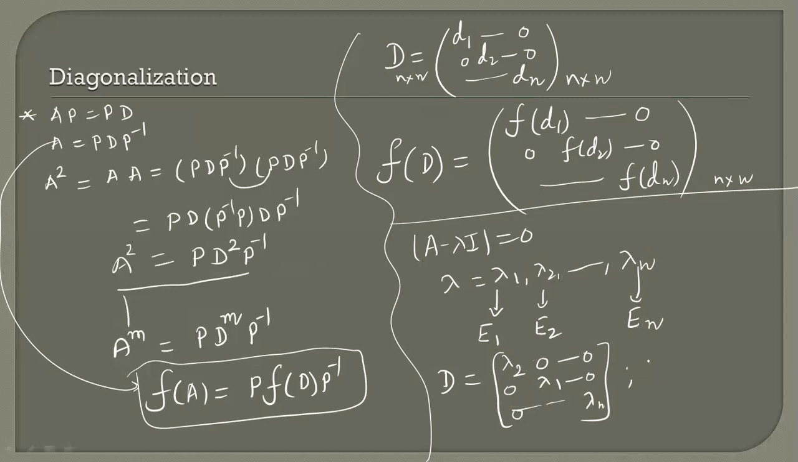Then what will be the unique representation for the P matrix? Lambda 2 is in the first column, so put E2, the corresponding eigenvector, in the first column. The second column corresponds to lambda 1, so it will be the eigenvector E1. And the last will be En. It is an n cross n matrix because E2, En are each of n cross 1 and there are n eigenvectors, so the matrix will be n cross n. I will discuss this in the example portion.